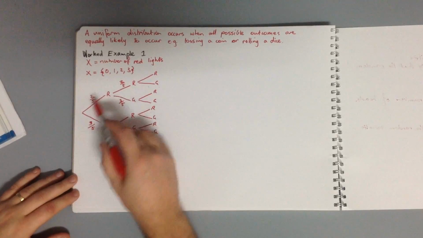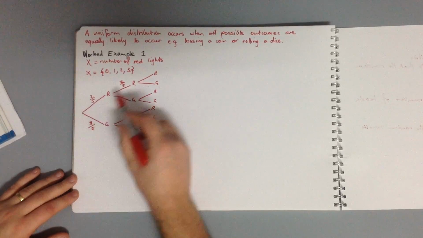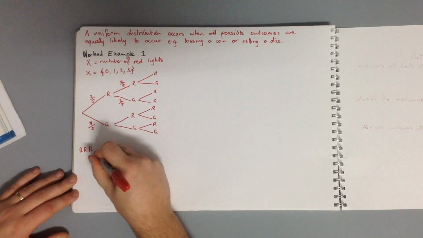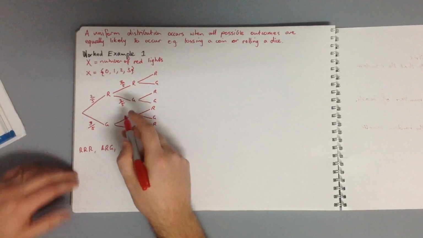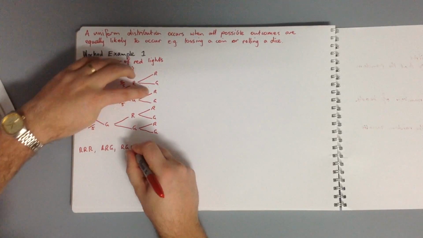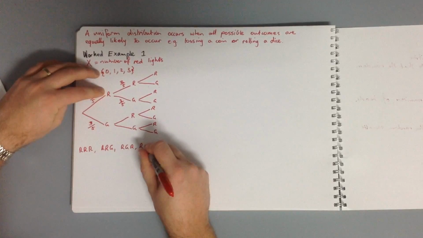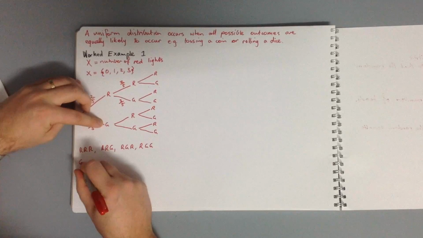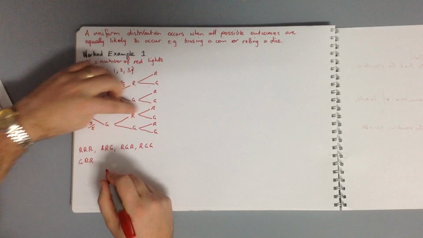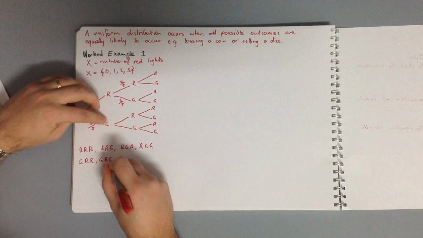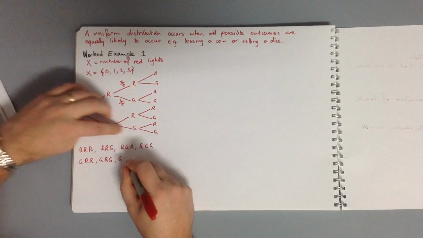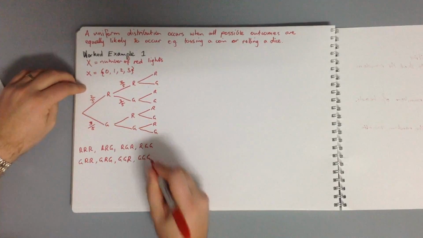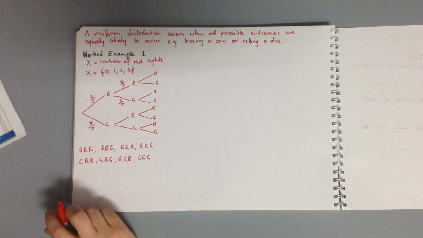So our sample space then is that we could go along any one of our paths. Our one along the top is red, red, red, and then we could go red, red, green, or red, green, red, or red, green, green, or green, red, red, or green, red, green, or green, green, red, or green, green, green. So that would be our sample space.